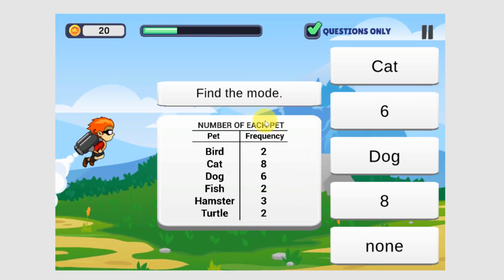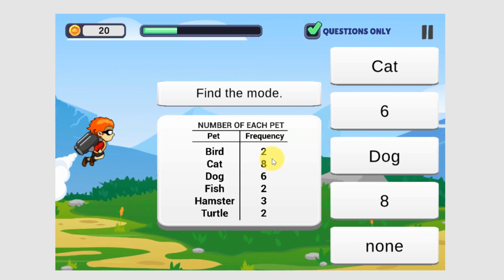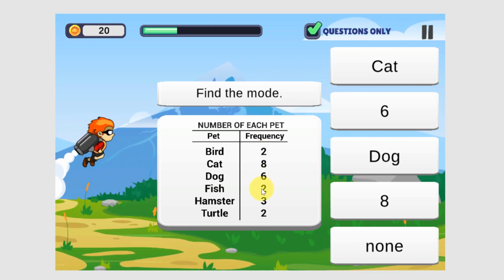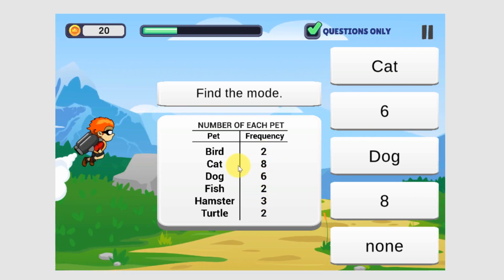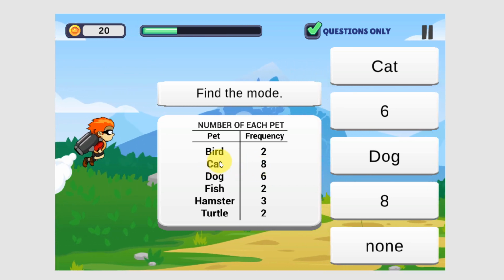Find the mode. Remember, the mode is the number that occurs most frequently. And in a frequency table, that's easy to find. You just look for the biggest frequency, which is cat at 8. So the mode is cat. That's what occurs the most.